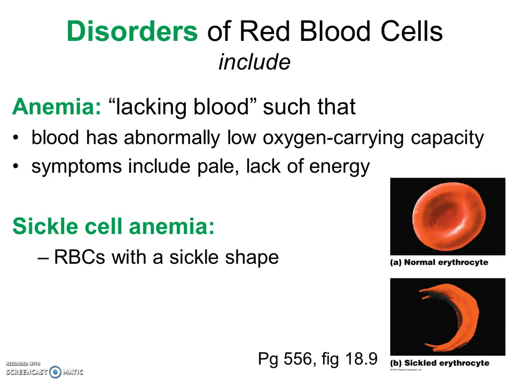One type of anemia I want to point out to you guys is sickle cell anemia. This is where the red blood cell is actually a sickle shape. So remember I discussed the normal shape of a red blood cell. It should be biconcave and flexible, disc-like. Here's a sickle-shaped red blood cell, and notice it's drastically different. And this is actually a genetic disorder.